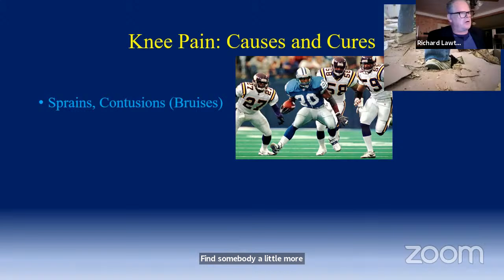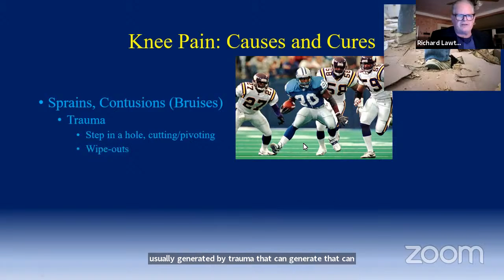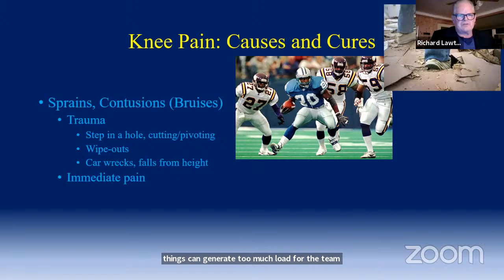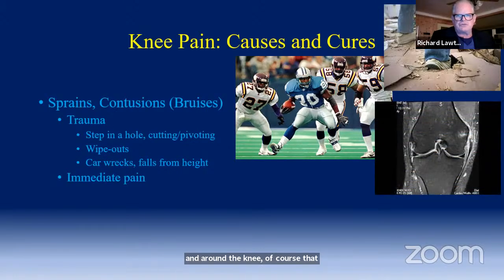Getting away now from bursitis and tendonitis, we'll talk about another common cause of knee pain. Those are sprains or contusions of the tissues around the knee. These are usually generated by trauma that can occur when you step in a hole, when you have a cutting or pivoting injury. This is Barry Sanders, probably a lot of you guys might remember him, having a wipeout. Of course, car wrecks, falls from height, all these things can generate too much load for the tissues in and around the knee. Of course, that would be associated with immediate pain as those tissues fail.